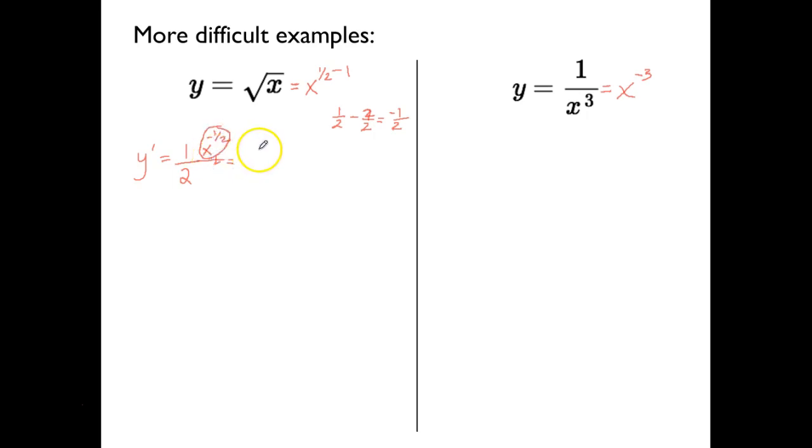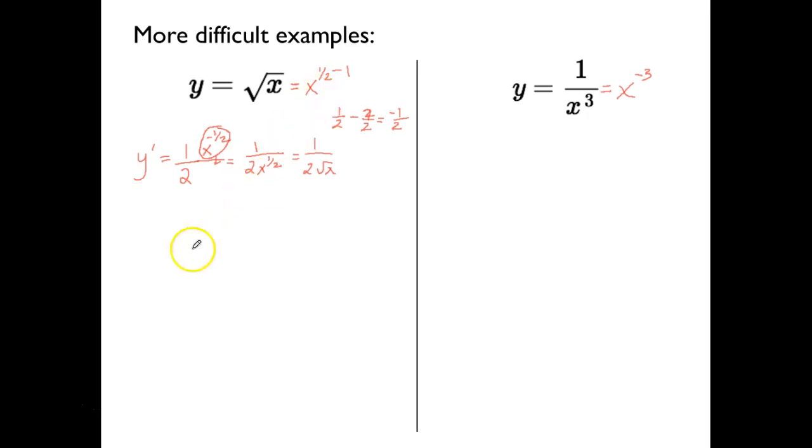And that will make the exponent positive. So now I have 1 over 2 x to the half. And what is a half exponent? Remember, we just told you what that was. A half exponent means square root. So 1 over 2 square root of x. That's the answer to that one.